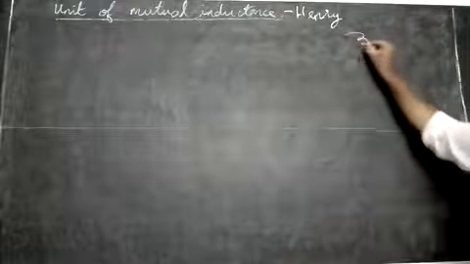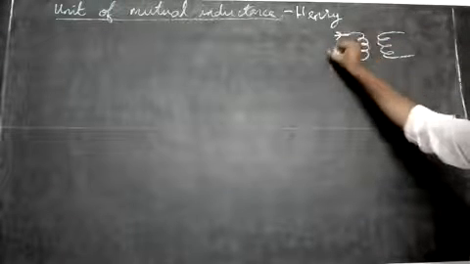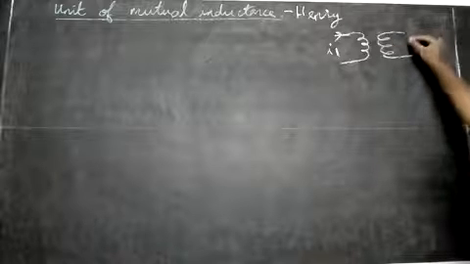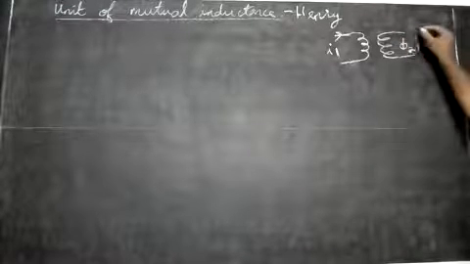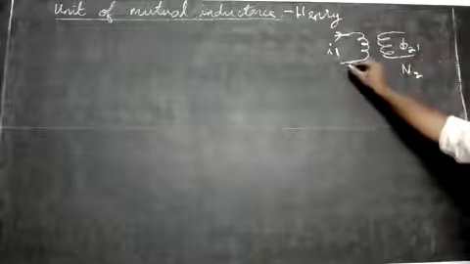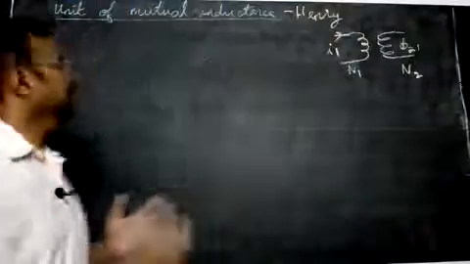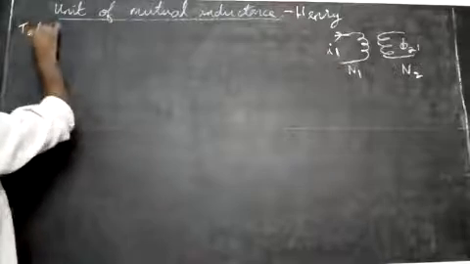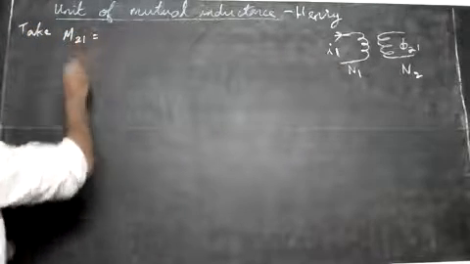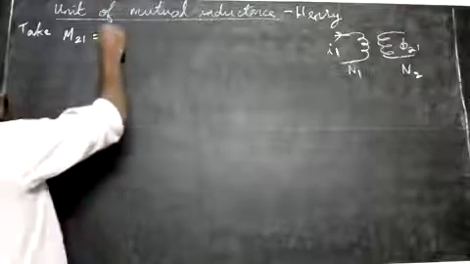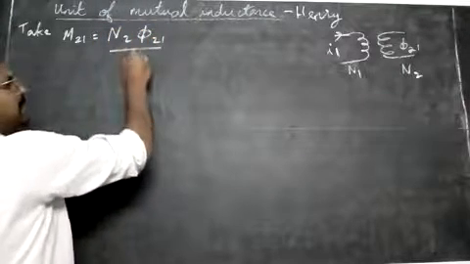So we learned earlier that we have two coils like this. This is the first coil, this is the second coil. The first coil carries the current I1, and in the second coil we have the flux linkage, called phi 21. The number of turns in the second coil is N2, and in the first coil is N1. All these things we learned. Now from this we'll take the first equation that we derived earlier, that is M21 is equal to N2 phi 21 by I1.